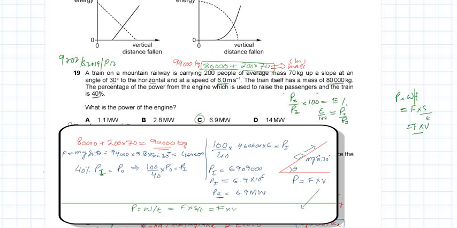Now, the percentage of the power from the engine which is used to raise the passenger and the train is 40%. Only the engine, whatever the engine is supplying energy and producing power, only 40% is used. So, the rest maybe the power loss. What is the power of the engine?